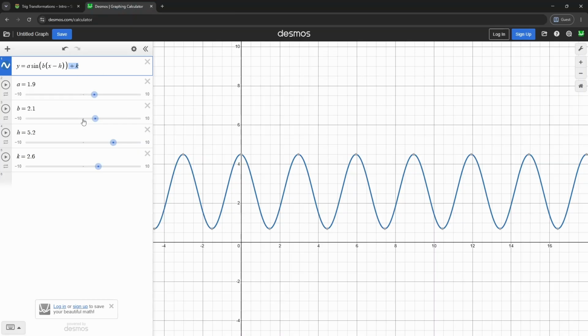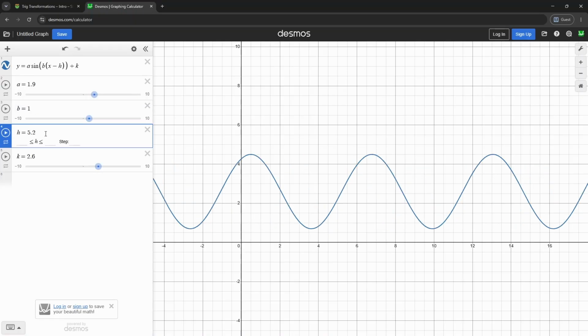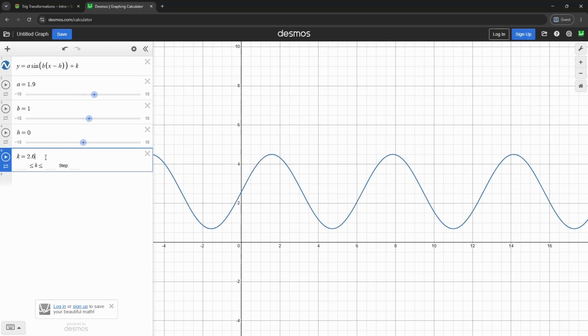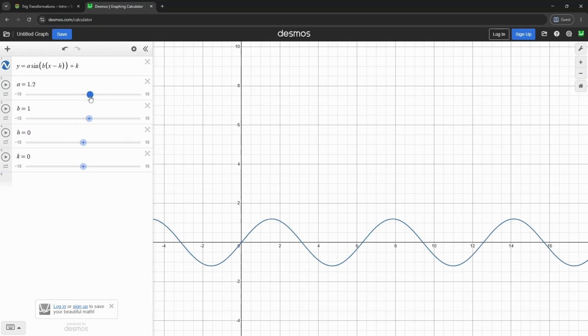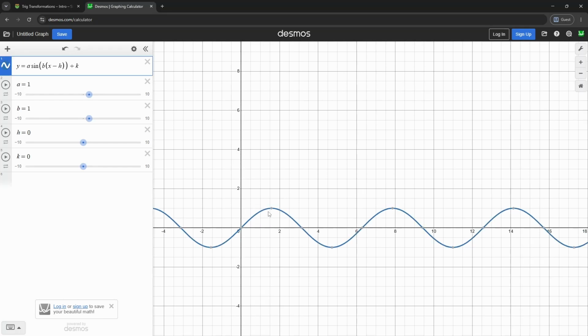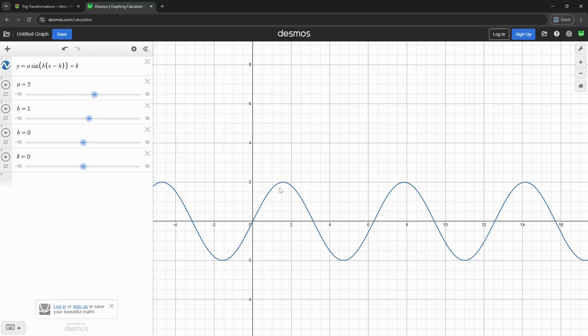So let's reset B to 1, reset H to 0, and then K to 0. And then A is normally 1 if nothing's actually happening. Okay, this is our normal sine graph. And it goes from 1 to -1 and it hits 0 in the middle. Now let's change A to 2. There. And so see how it's the same kind of shape, but now all those 1s became 2s, and all the -1s became -2s, and the 0s just stayed 0s.